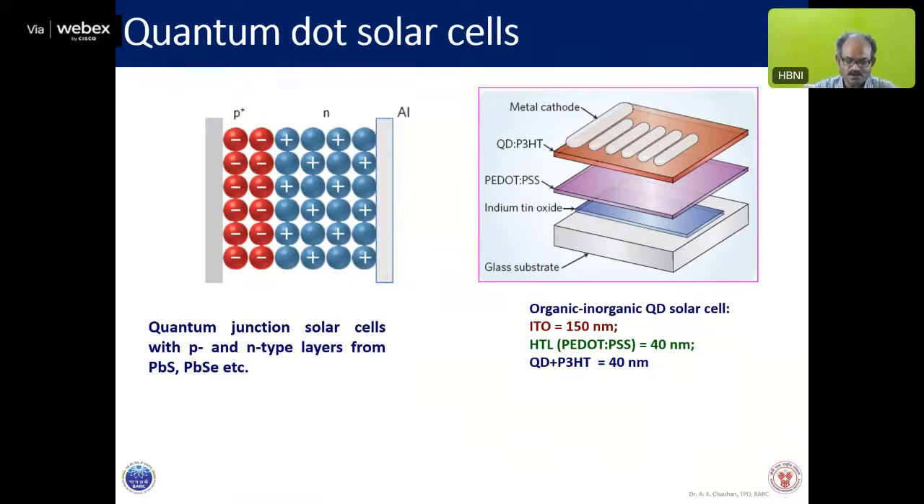So this is a quantum junction solar cell with PNN type layers made from quantum dots. Here you have a glass substrate, and then you have ITO, which is a transparent conducting oxide. I will again say transparent conducting oxide. Indium tin oxide is transparent but conducting.